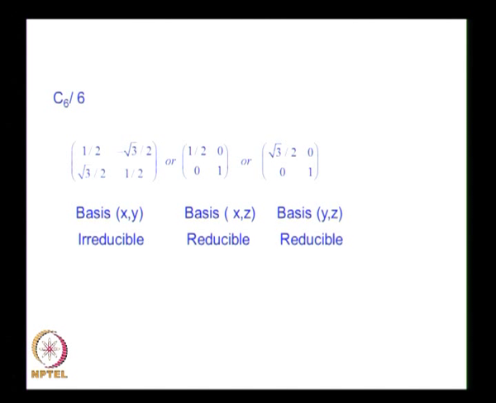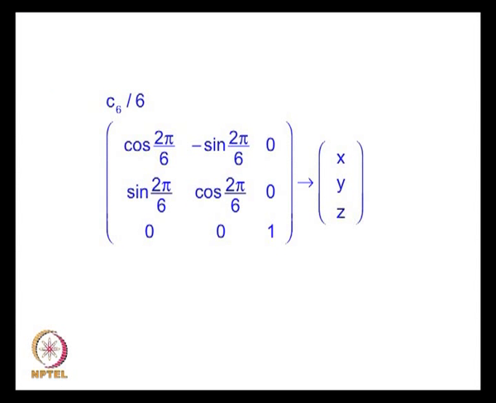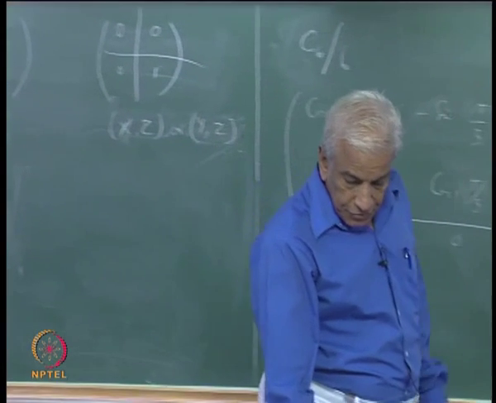Coming to the C6 axis, by the same reasoning one can arrive at the answers. So, we have cos, 0, 0 1 for the y z basis also. So, that answers the question.